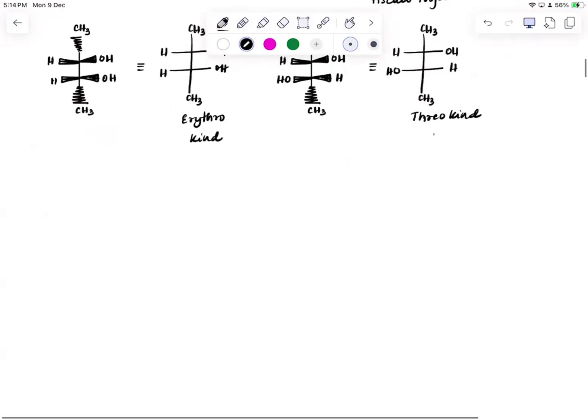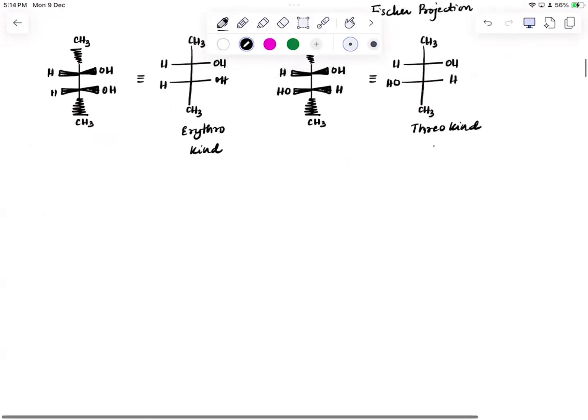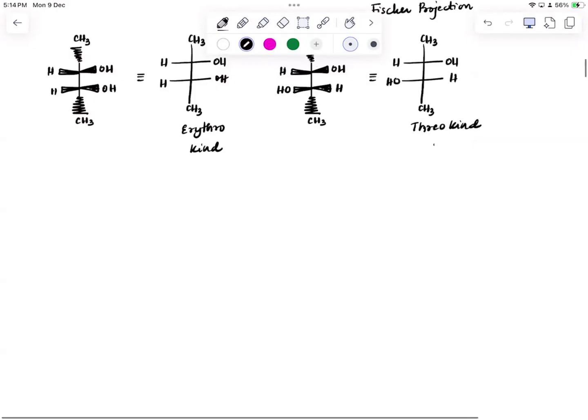Okay. Now notice this case, beta. Suppose I have a double bond group here. So I'll put the double bond like this. This is the double bond. And I have a methyl here and a hydrogen here. This hydrogen is going inside. So this is methyl here, methyl here. One hydrogen is here, one hydrogen is here.